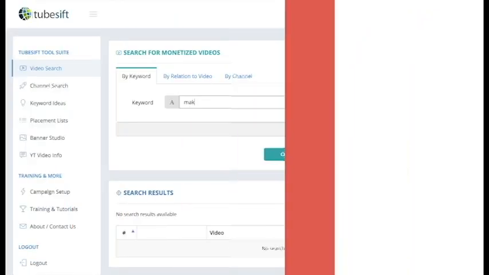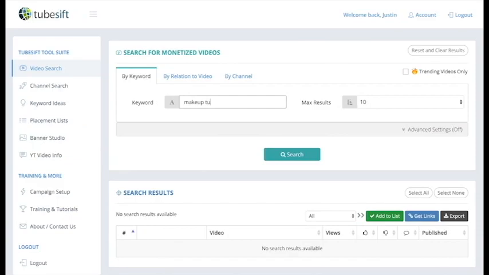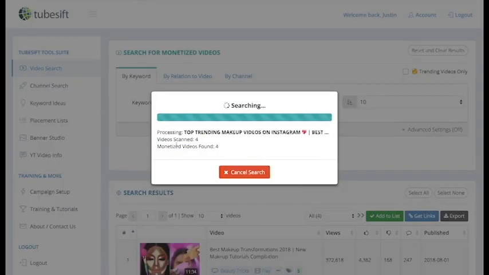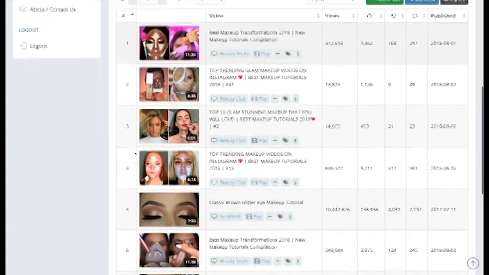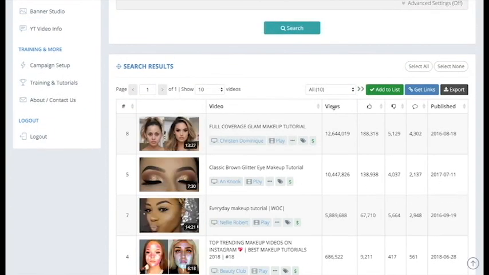TubeSift might have a link below here somewhere that you can take a look at. Based on the keyword of your product or offer, you can come up with a list of videos that are monetized. You can filter by monetized videos, and you'll be able to add those in bulk inside the Google Ads targeting setting, right? Inside the YouTube video placement.